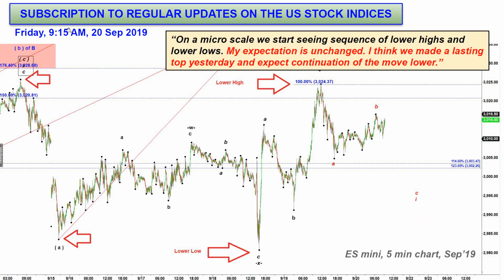Friday, 9:15 a.m. We got a really nice drop overnight, but again, by the open on Friday, we got another corrective wave B up, and I started the day saying it looks like Groundhog Day again. But again, I reiterated my bearish view that my expectation is unchanged. I think we made a lasting top yesterday. I was talking about this one, and I expect continuation of the move lower. This is where I started to buy puts like crazy.